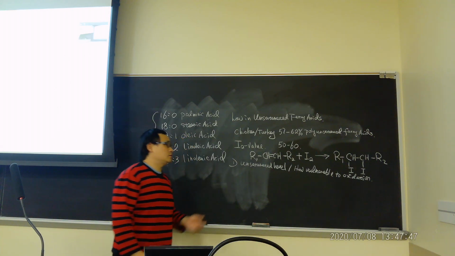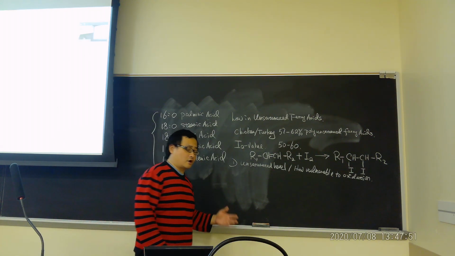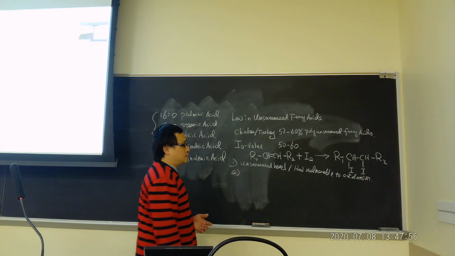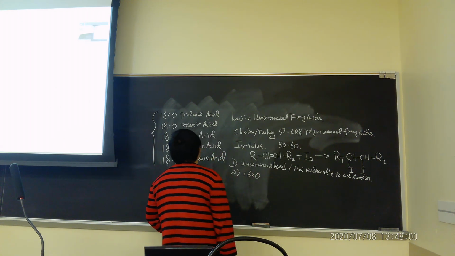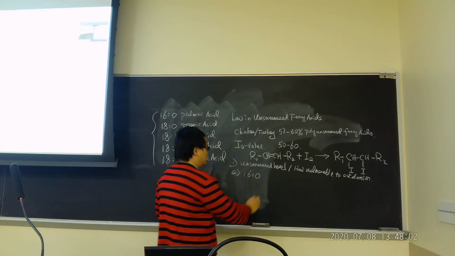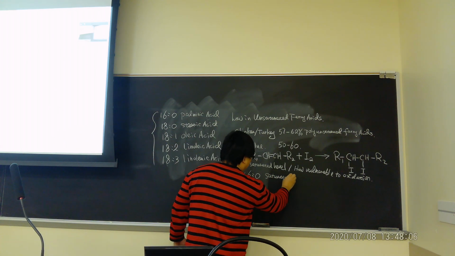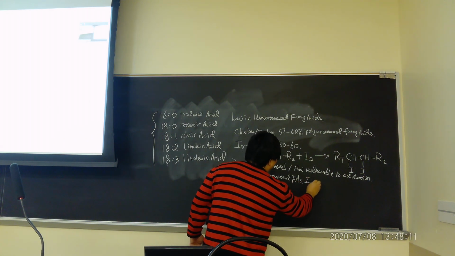Because if it's more unsaturated, it's easy to be oxidized. Second, we gave you some examples. If it's palmitic acid or stearic acid, which are saturated fatty acids, the iodine value is 0.